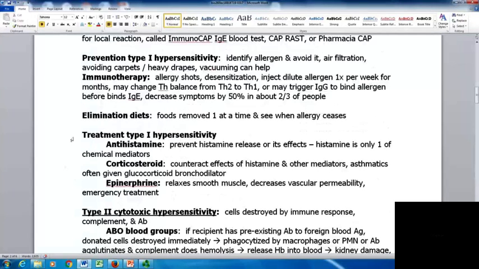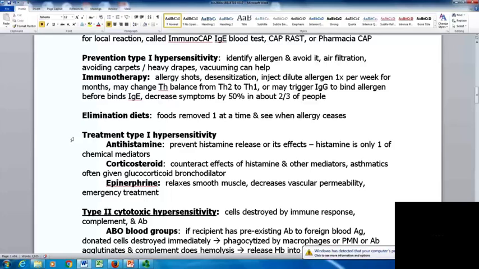So treatment of type 1 hypersensitivity, antihistamines, they prevent histamine release or its effects. But again, histamine is only one of the chemical mediators. The corticosteroids, these will counteract the effects of histamine and other mediators. Asthmatics will often be given a glucocorticoid bronchodilator.